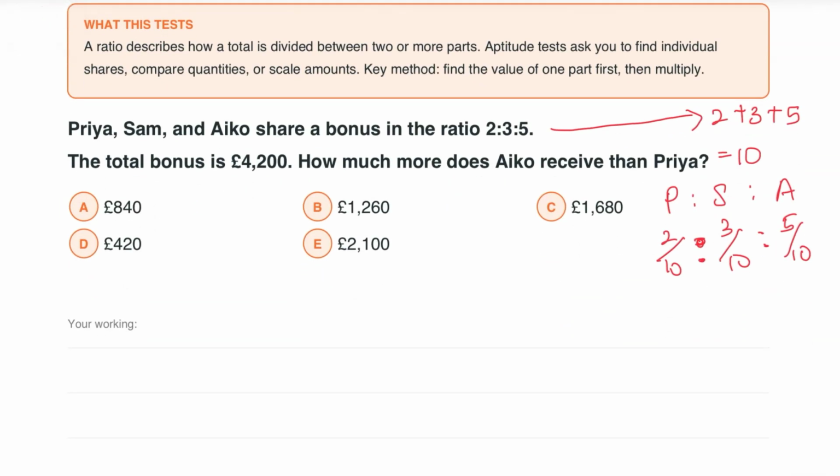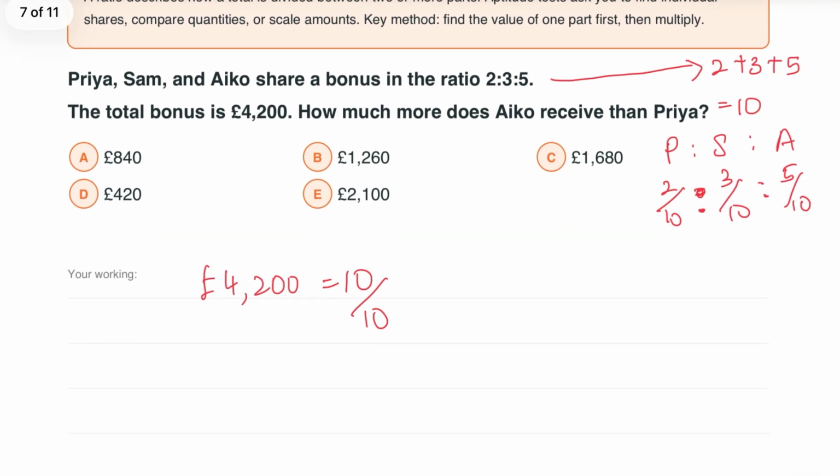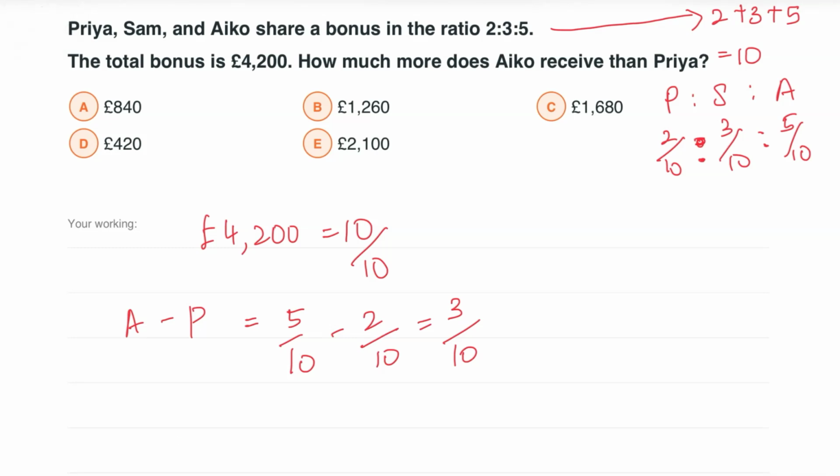The total bonus is £4,200. Now we're given the total bonus. That means £4,200 equals 10 out of 10. How much more does Aiko receive than Priya? First, we can find it in the form of a fraction. Aiko minus Priya would be 5/10 minus 2/10. We have 3/10. You find 3/10 of the total bonus. You have your answer there.